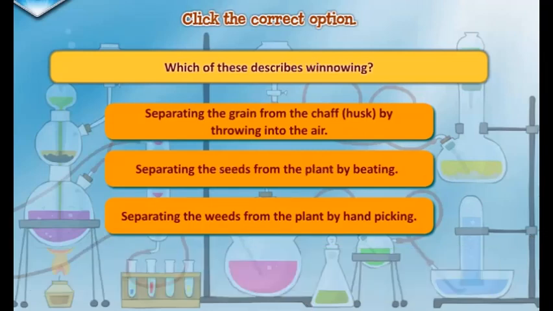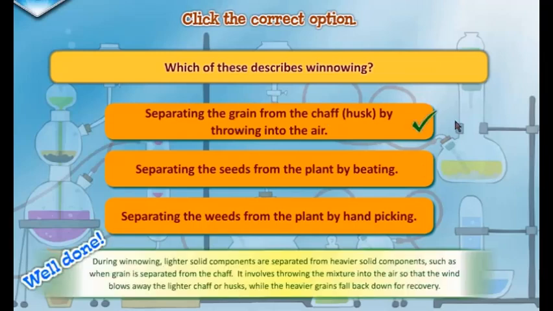Which of these describes winnowing? Well done. During winnowing, lighter solid components are separated from heavier solid components, such as when grain is separated from the chaff. It involves throwing the mixture into the air so that the wind blows away the lighter chaff husks while the heavier grains fall back down for recovery.